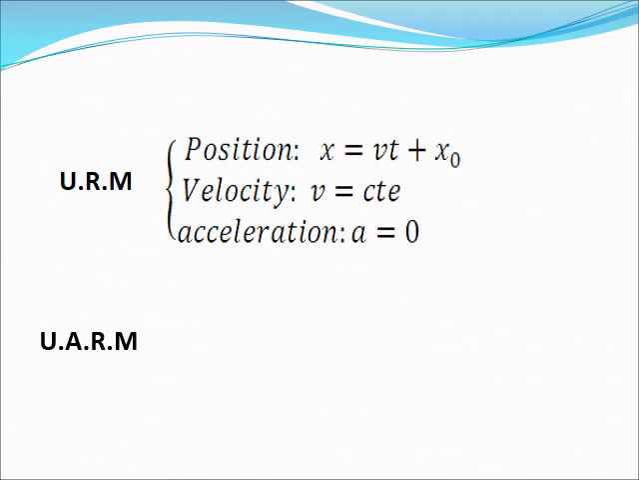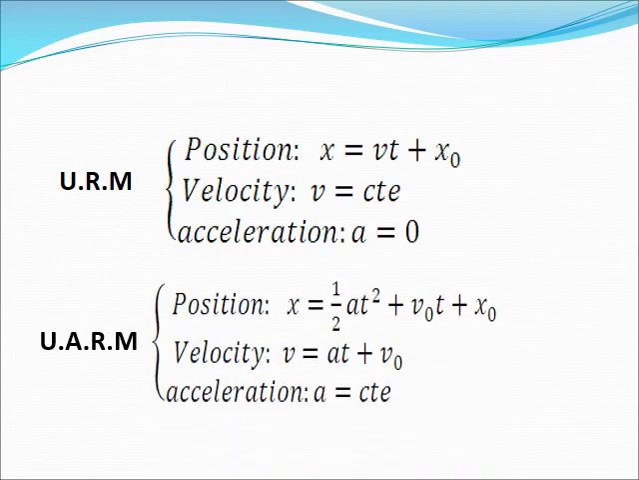While for uniformly accelerated rectilinear motion, the position is x equal half a t squared plus v0 t plus x0. Velocity v equal a t plus v0. Acceleration a equal constant.